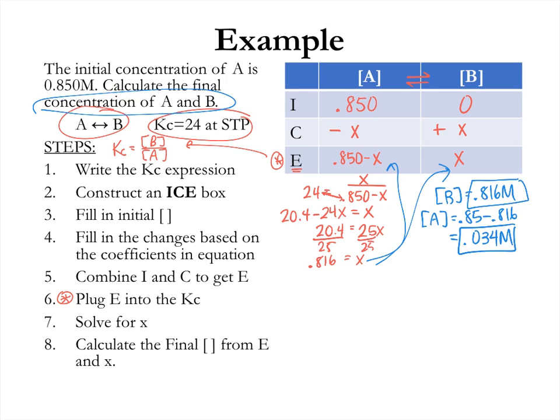Now, for this problem, we can do the "does this make sense" test because we're given this K value. Remember from the earlier lesson, if K is greater than 1, that means that at equilibrium, the quantity of products is going to be greater than the quantity of reactants. And that makes sense. B is our product, and B is a higher number than A, our reactant. Our numerator was higher than our denominator. So that's a very straightforward example of how to solve an ICE problem.